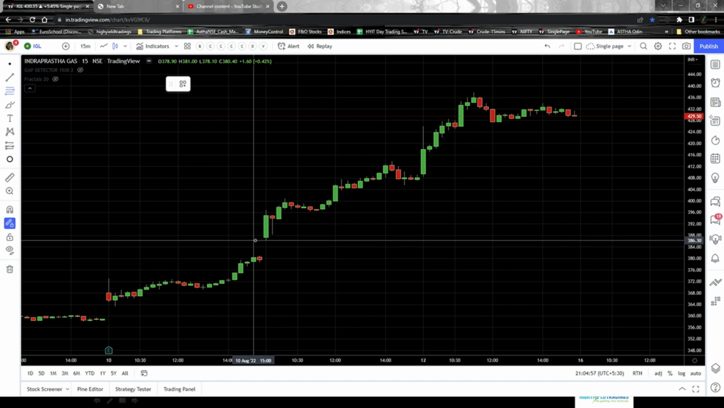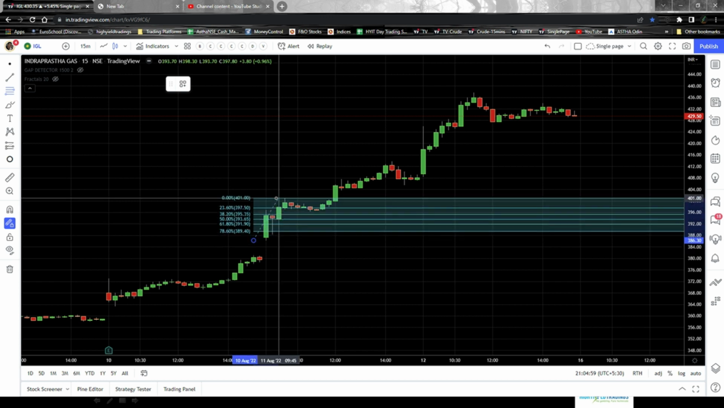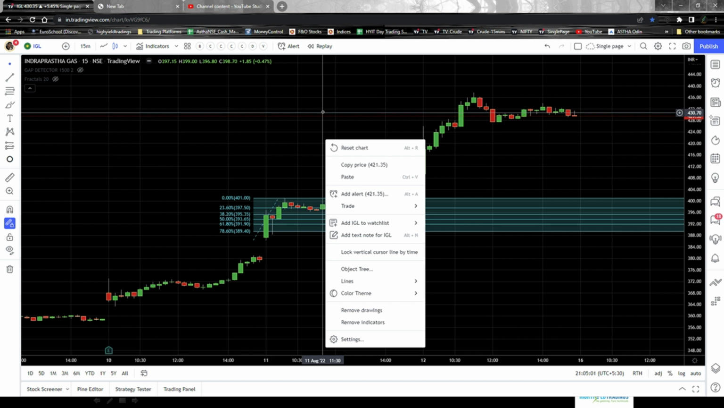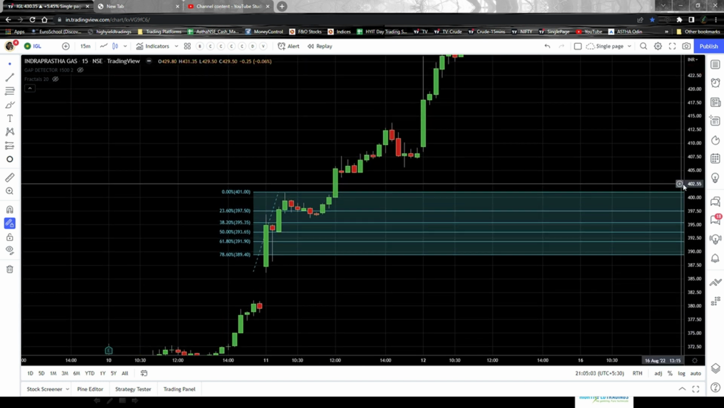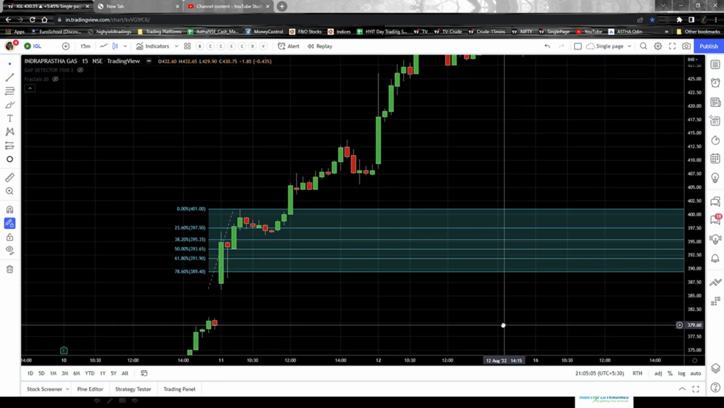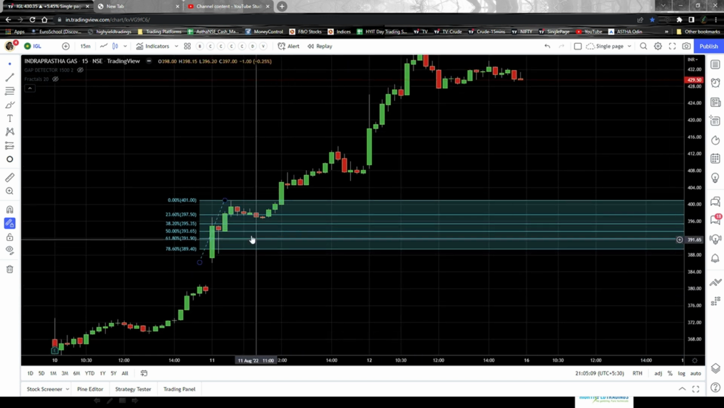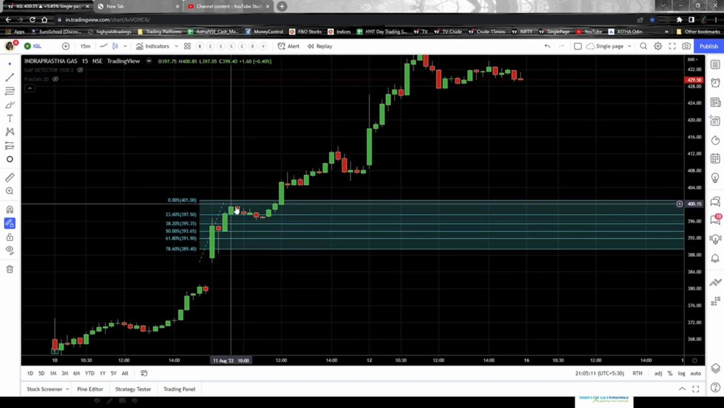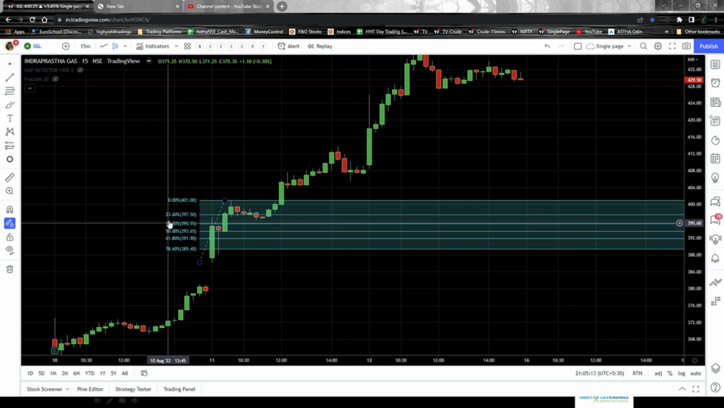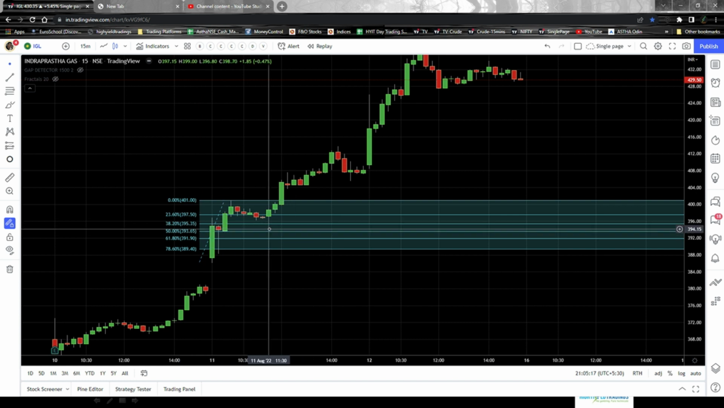We draw it from the day's low till the recent day's high, right? And let me maximize it so that it will be more clear. As you can see here, in this case also, it is taking a support exactly between the 23.6 level and the 38.2 level, right? It is taking a support right here.